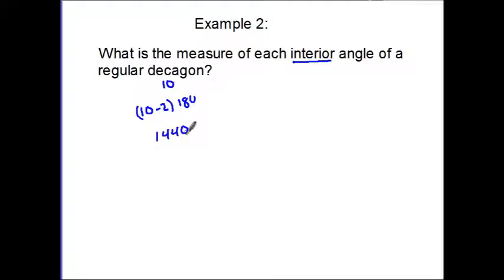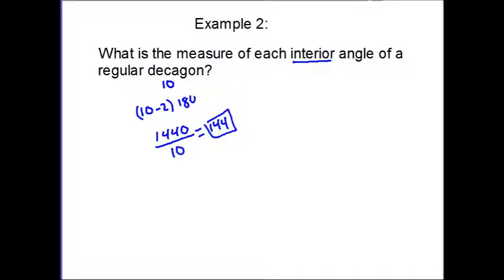When I do 10 minus 2 times 180, that gives me a total of 1,440 degrees. Now, that's the total interior. Since we want to find each one, we're going to take that and divide it by the number of sides, which is 10, and that's going to give us a total of 144 degrees for each angle. That's one way to do it.